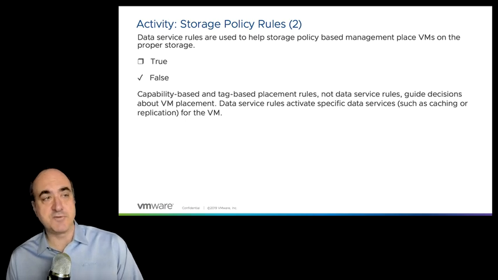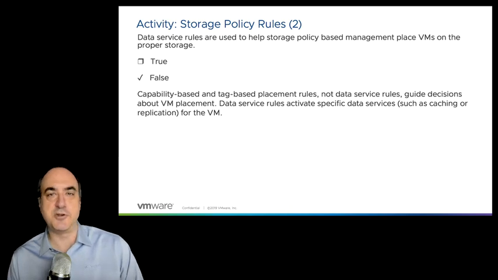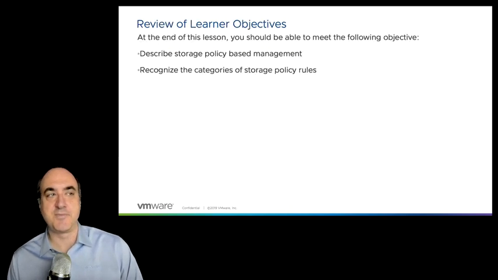Data service rules are how we treat the I/O as it passes through the ESXi server, which would include things such as caching or replication or I/O prioritization. Capability-based and tag-based placement rules are the placement policies, which we're actually going to show some examples of in the next lesson. So that ends this overview of storage policy-based management, where we described storage policy-based management in general and recognized the categories of storage policy rules. We'll show how to create and build those policies using traditional storage in our next lesson. So stay tuned. I'll see you in the next lesson.